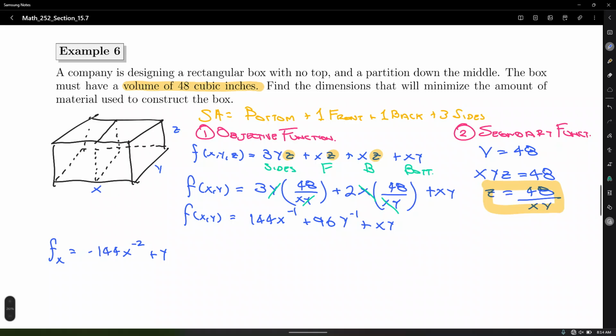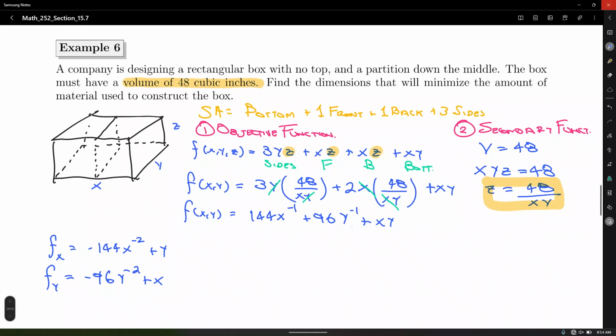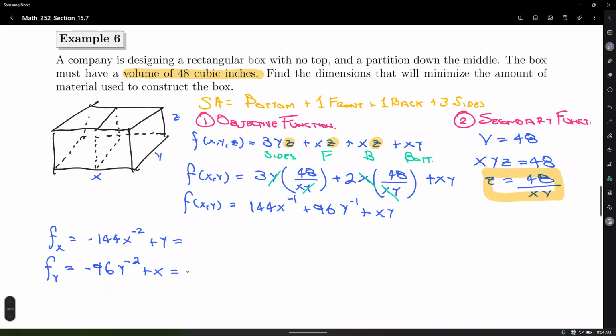Let's get the partial with respect to y in a similar way. That equals negative 96 y to the negative 2, plus x, because the derivative of y is 1 times the coefficient x, it's just going to be x. That's the only term that survives the differentiation. Oh yes, a system of equations with negative exponents. That's another nonlinear system like the one we solved yesterday. So that's going to be an interesting one.